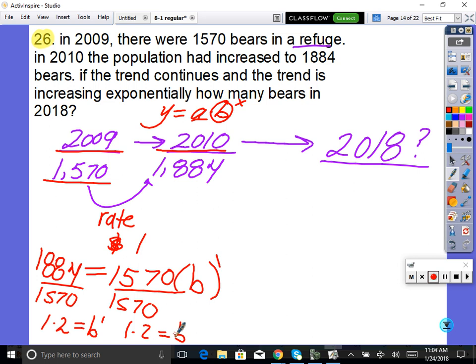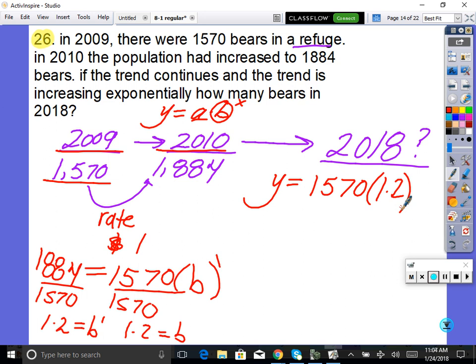It's because we're rounding. So if you want to be exact, you would have to write down that entire decimal. So we're just getting a rough, pretty good guess here. Now our true statement is y is equal to our initial bear count was 1,570. It's growing at a rate of 1.2.